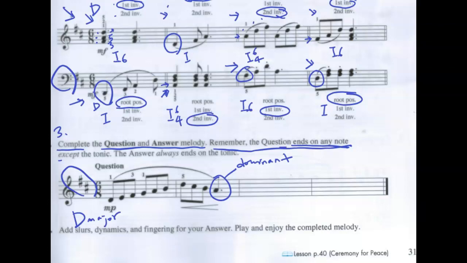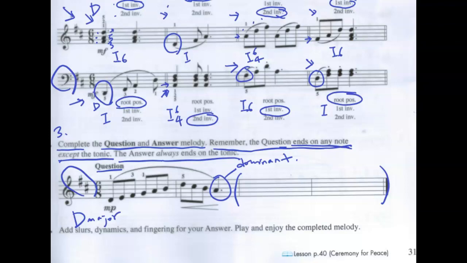Okay, the question ends on any note except the tonic. In this case, this is the dominant. And the answer always ends on the tonic. This is the question phrase. We are going to make the answer phrase here, the last two measures, and it has to end on tonic. So either D here or D here. Okay, so bear this in mind and let's get composing.